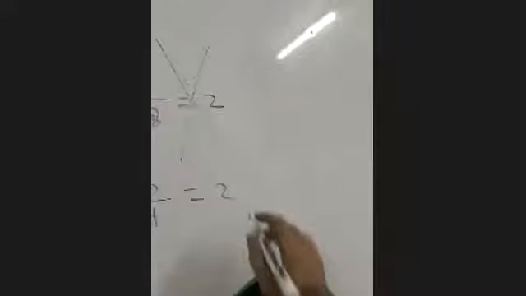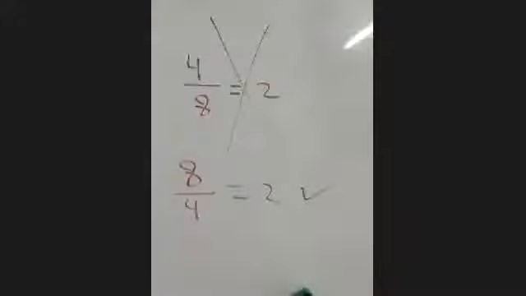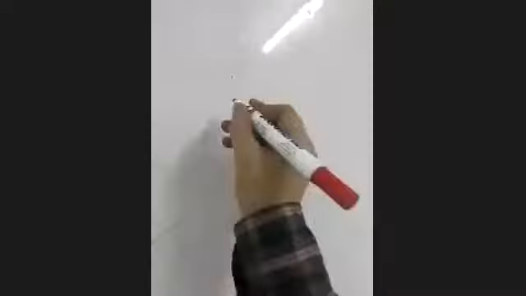8 over 4, how do we read it as division? 8 divided by 4. Is 4 divided by 8 equal to 2? No. How come? If you have 4 riyals and 8 students, each one will not get 2 riyals. Like 12 over 6 is 2. But 6 over 12 is not 2.